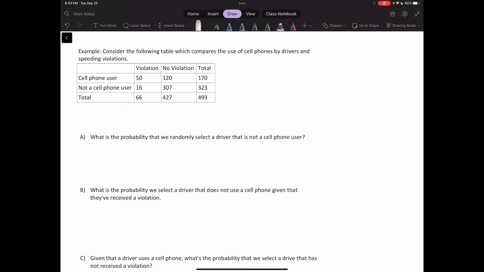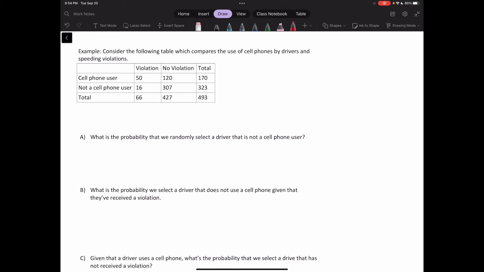that were cell phone users received a violation. How many people do not use a cell phone and did not receive a violation? Well, we can see that that's 307. How many total people did not receive a violation? That's 427. How many total people did not use a cell phone? 323. And then there's a total of 493 people that were surveyed. So really quickly, that's how you read a two-way, or what we call a contingency table.